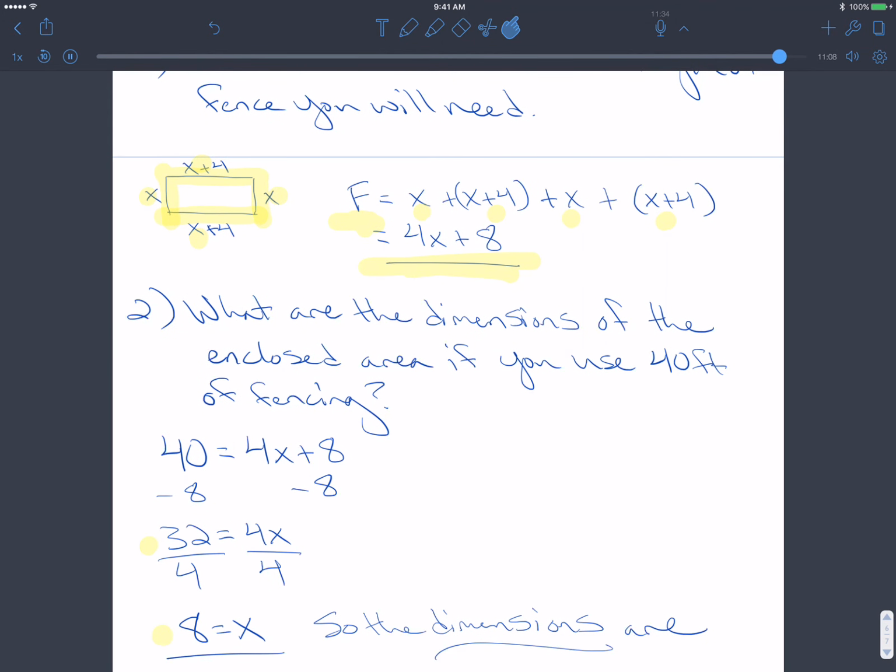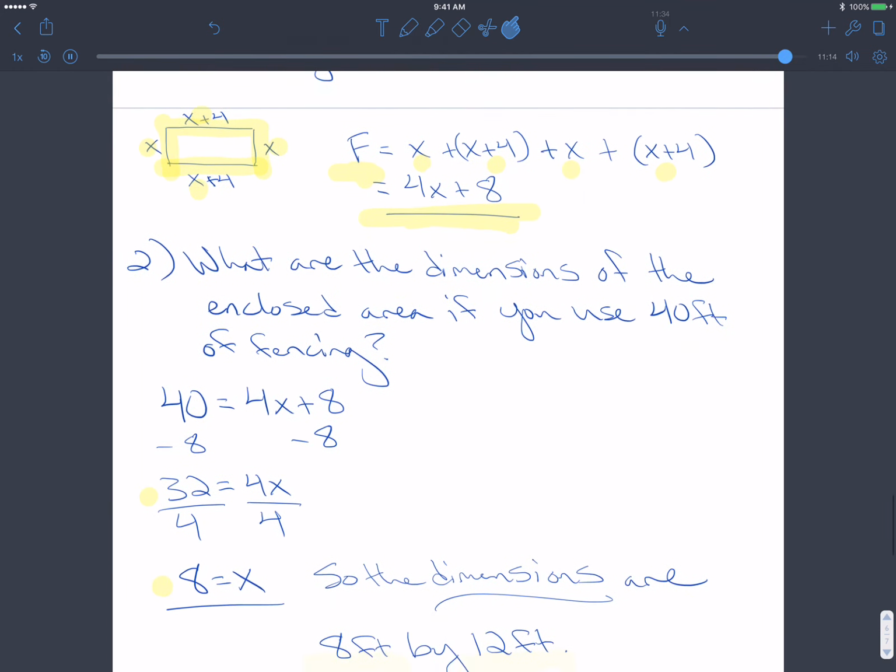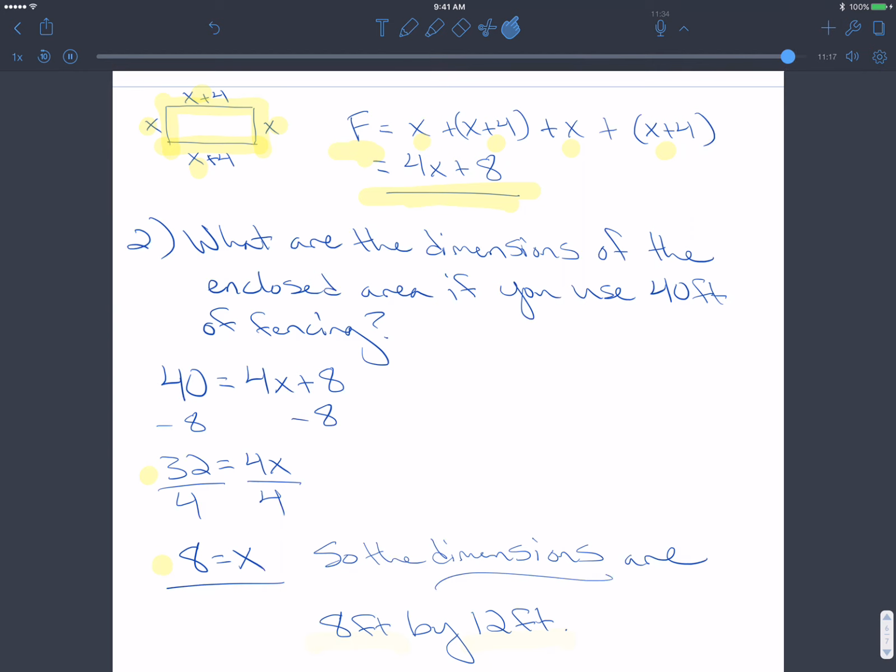That just gives me x, though. That's not the dimensions, that's just x. So I still have to go back to my picture and recognize that the dimensions are the lengths of the sides. In this case, since it's a rectangle, I can say that it is 8 feet for the x value by 12 feet for the x plus 4 value. So 8 feet by 12 feet rectangular enclosure. Please let me know if you have any questions.